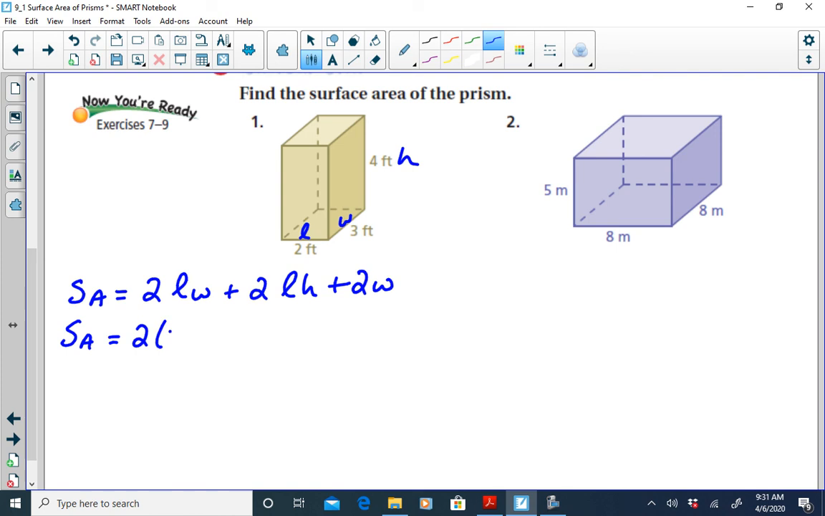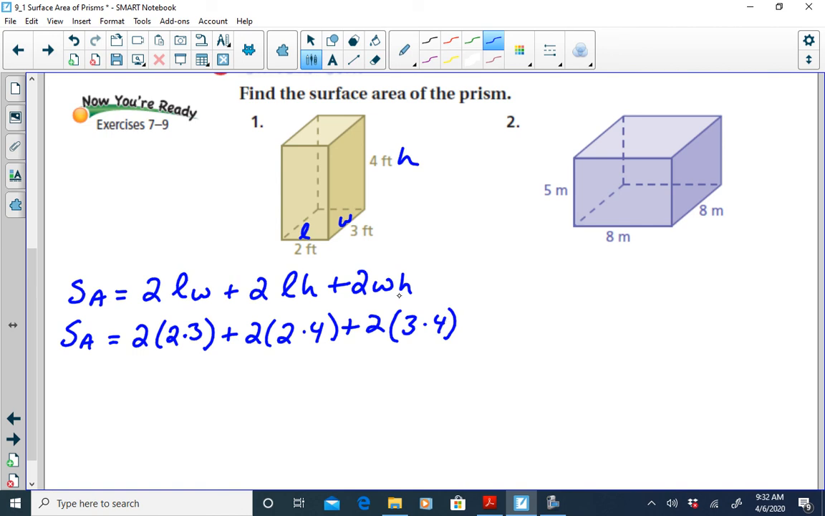So, we have 2 times your length. Your length here is 2. Your width here is 3, so that's 2 times 2 times 3. Length times height is going to be 2 and 4, plus 2 times, let's see, your width times the height. That's going to be 2 times what? 3 times 4.